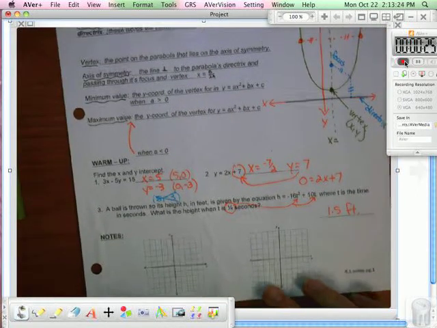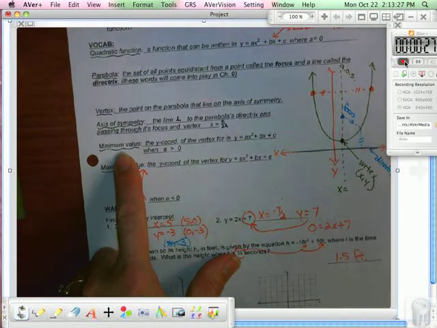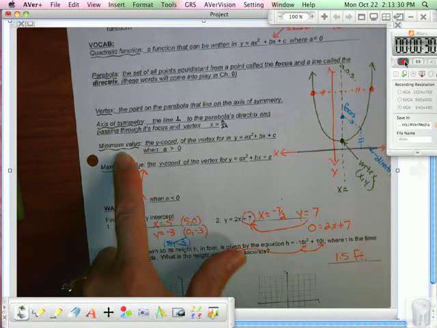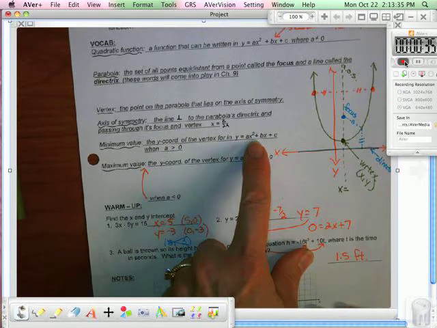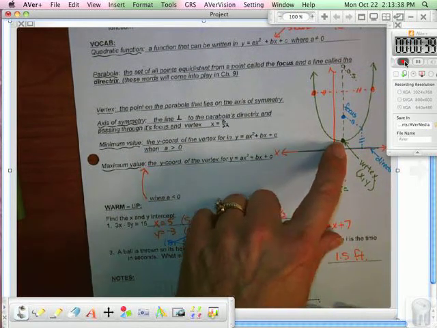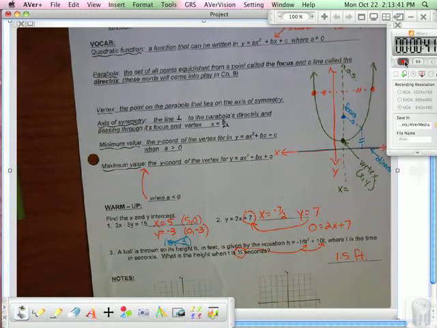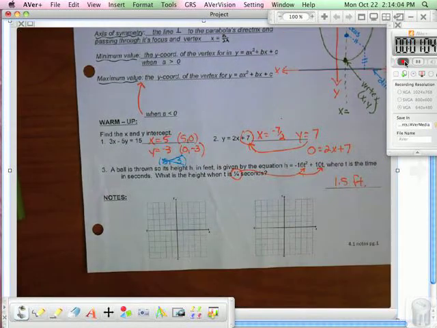Let's talk about some other things here. You don't need to know this really till chapter 9. You really don't. Minimum value: the y-coordinate of the vertex for y equals ax squared plus bx plus c, when a is greater than 0. So if they want to know, remember this: if the parabola opens up, the lowest point is going to be the vertex, right? The y-coordinate of that vertex is called the minimum value. If the parabola opens down, the highest point is the maximum, and the y-coordinate of the maximum is the maximum value. It's the vertex.